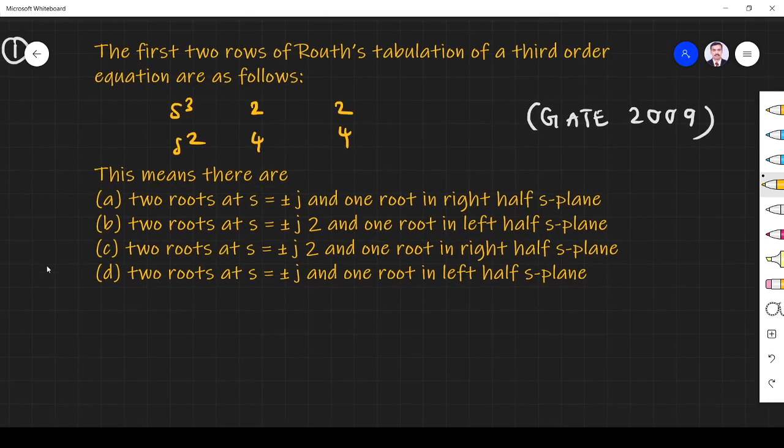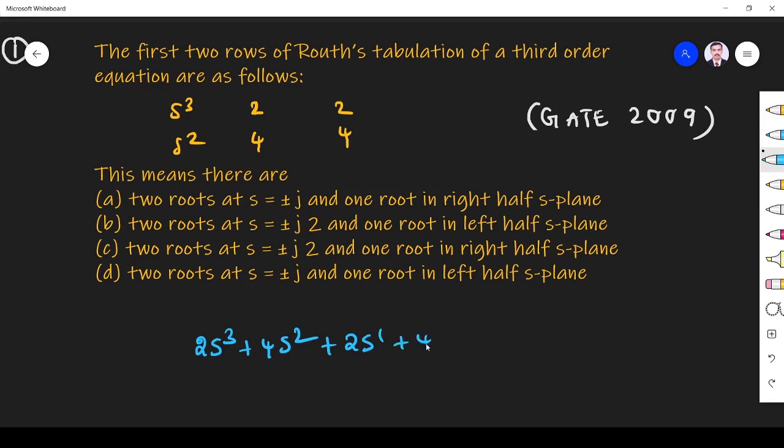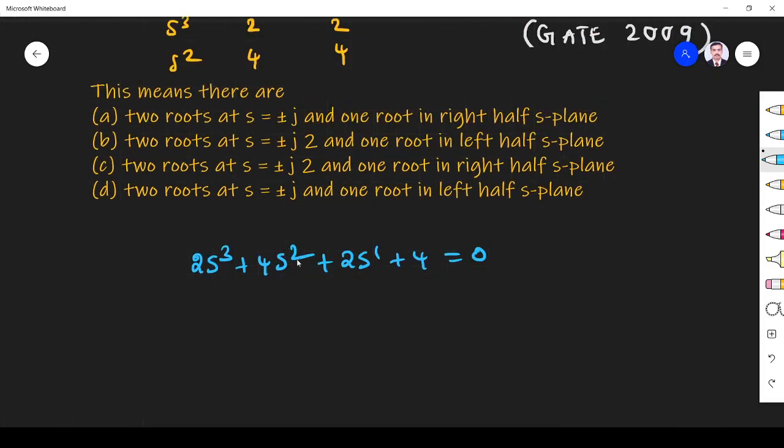Let us see. From the table I can identify the characteristic equation. It starts with S cube, so the S cube coefficient is 2, so 2 S cube. Then the S squared coefficient is 4. Then the S power 1 coefficient is 2. The S power 0 coefficient is 4. So that is equal to 0. It is a cubic polynomial, so we can find the nature of the system or root location from the direct shortcut.